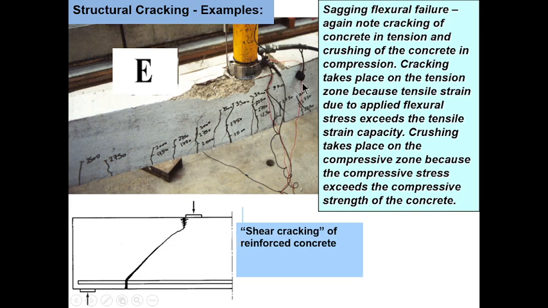For sagging structural cracking, you can see this one. This beam is loaded so that it is sagging downward, and the same thing happens. You can see cracks here on the tension zone and crushing of concrete on the compressive zone. Now this is shear cracking of reinforced concrete. You can see there is a load here, and this is a load. The shear that exists between them causes a crack here in the concrete.